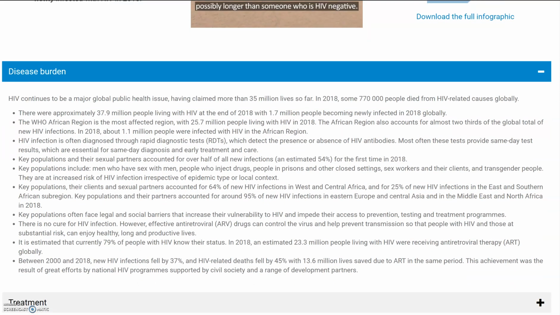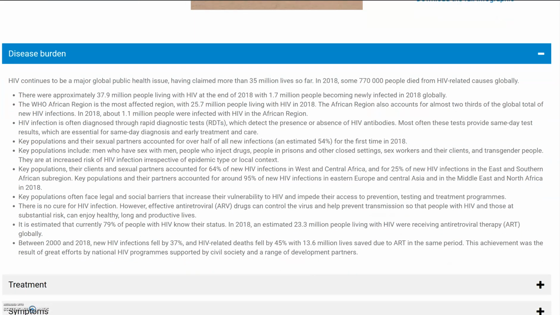So HIV continues to be a major global public health issue. There are approximately, as I said, 37.9 million people living with HIV. The African region is the most affected region. It's diagnosed through rapid tests. Key populations often face legal and social barriers that increase their vulnerability and impede their access to prevention, testing, and treatment programs. There is no cure. It is estimated that 79% of people with HIV know their status, and an estimated 23.3 million people are receiving antiviral therapy. So looking back, about the legal and social barriers, that is also an impact on the disease burden, because it impacts their quality of life and whether or not they can actually get treatment. So looking at these disease burden facts, we could definitely say that HIV and AIDS would be a topic that would work for this paper.